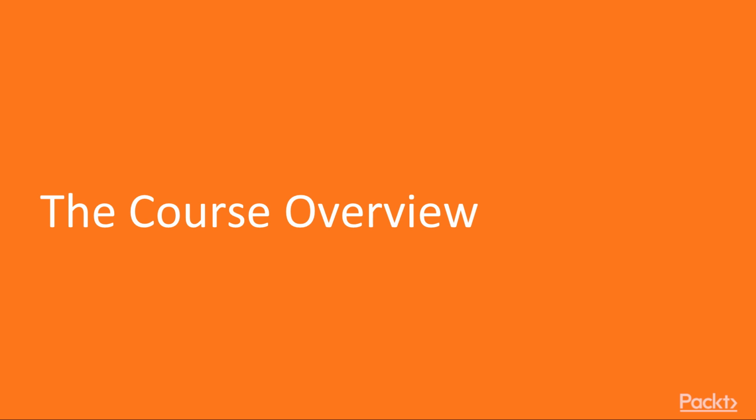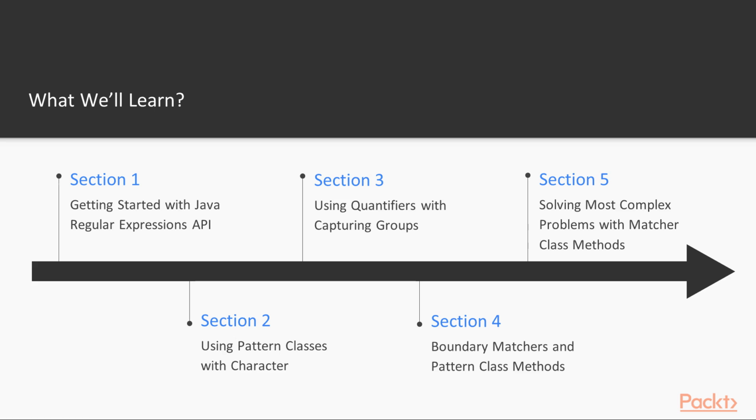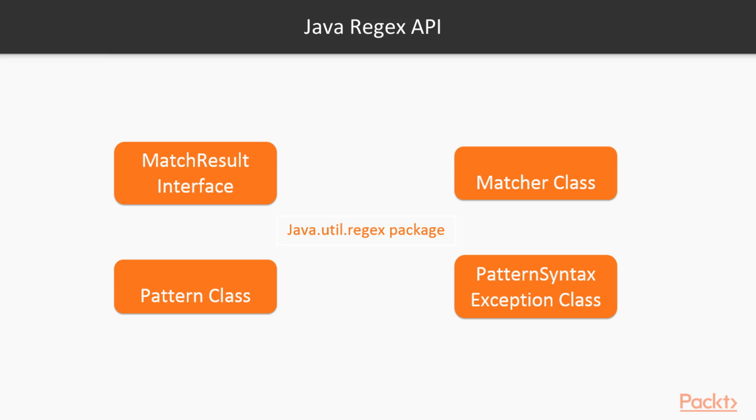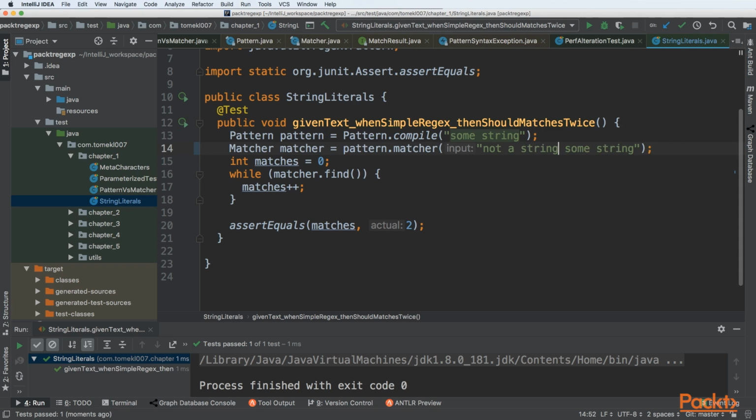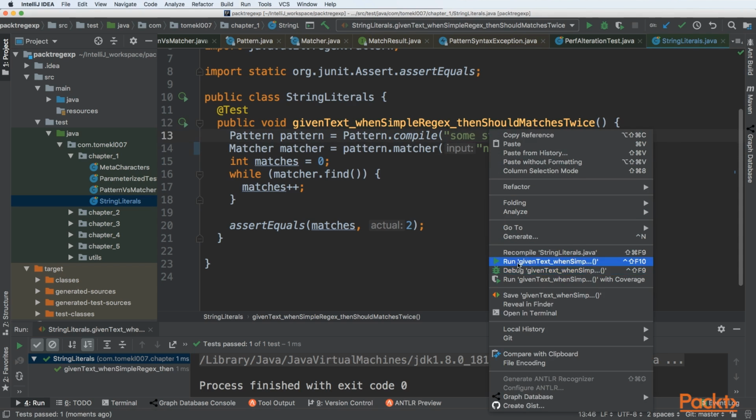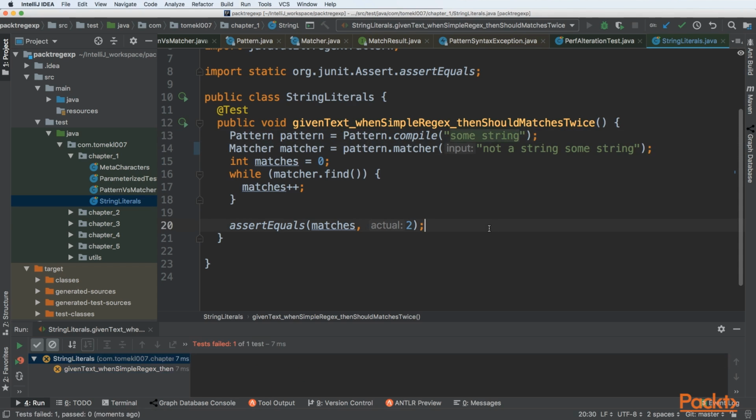So let's see what we will learn throughout this course. At the beginning, we'll be getting started with the Java Regular Expression API, and also we will learn about the Pattern and Matcher classes that are the main constructs of the Regular Expression API. We'll be adding testing capabilities to validate our regular expressions.